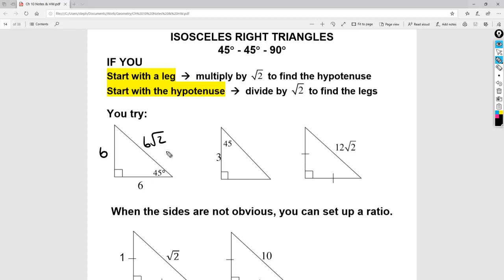Okay, go ahead and pause the video and give these other two triangles a shot. And when you've done that, you can unpause and check and see if you got what I got.